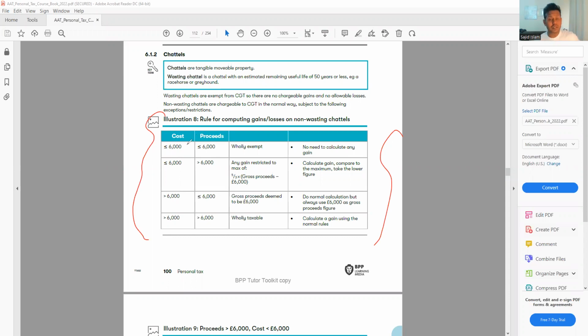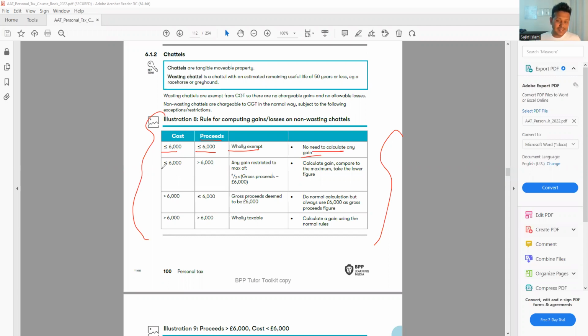So we have cost. If the cost is less than 6,000, and if the proceed is less than 6,000, that means the sale is wholly exempted. No need to calculate any gain. So you don't have to calculate any gain.